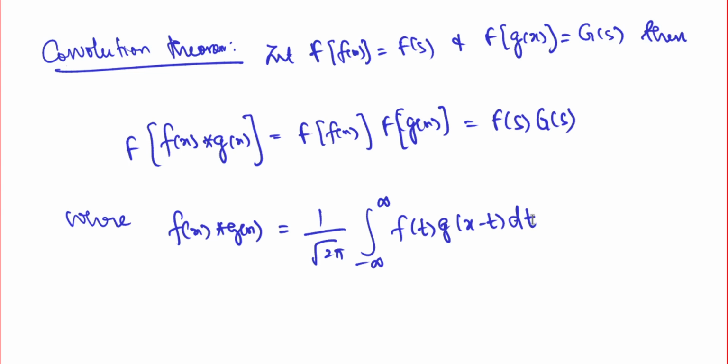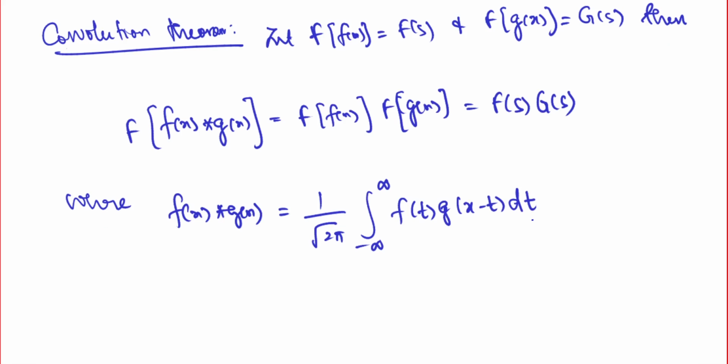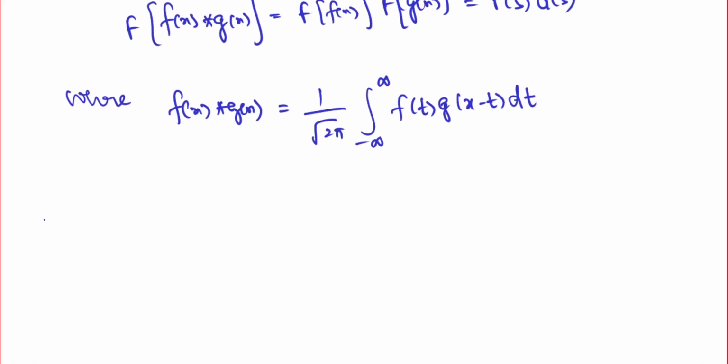So that's the convolution product, or in other words, the product of the functions f and g. And if you want to find the Fourier transformation of this convolution product, then this is there. Now we'll also see Parseval's identity quickly, then later we'll solve the problems.